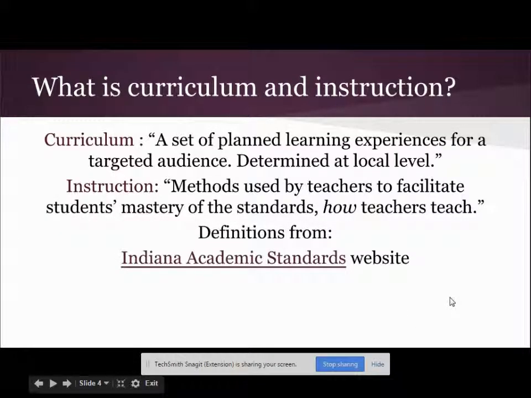So we now know what standards are from the DOE perspective, but we also need to understand the DOE's perspective on curriculum and instruction. So curriculum is a set of planned learning experiences for a targeted audience that is developed at the local level. So that is what we are creating, planned learning experiences. Our units of study that we are working on is East Porter County School Corporation's curriculum. We all know what instruction is. You can see the definition there. As time goes on, we will be adding resources into our units of study.